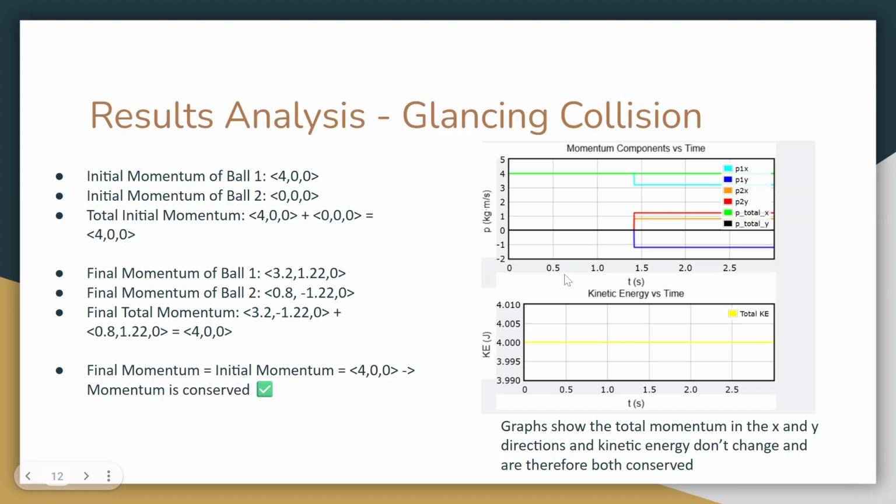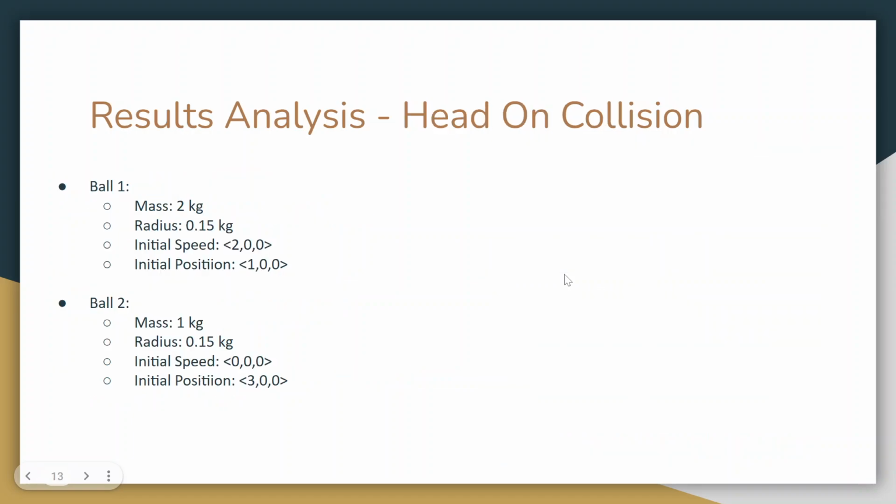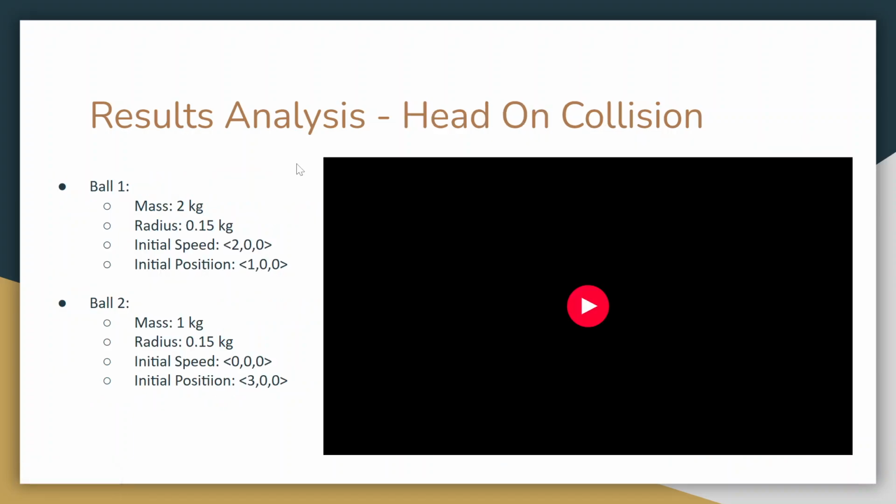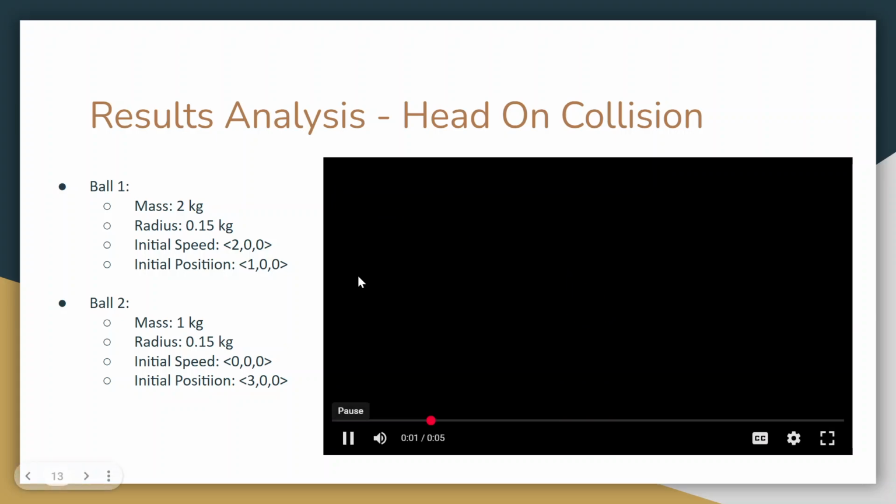And you can see on the graphs on the right that momentum in the x and y directions and kinetic energy are flat. They're just flat lines, and therefore they're both conserved. So this next analysis is on the head-on collision.